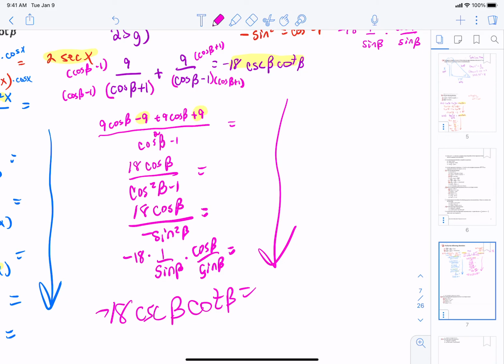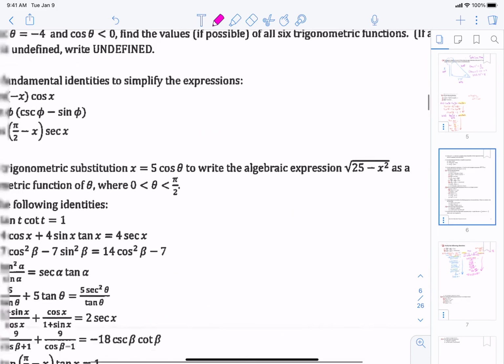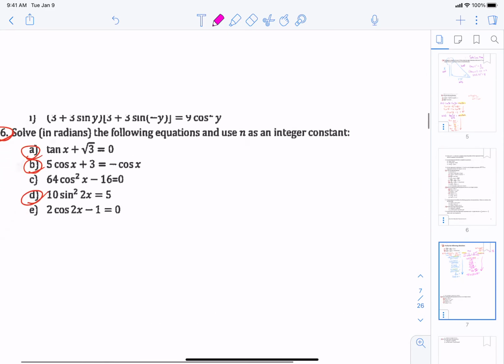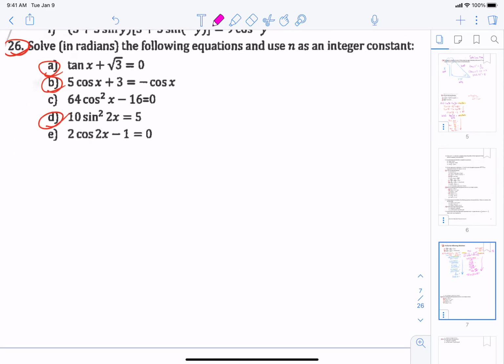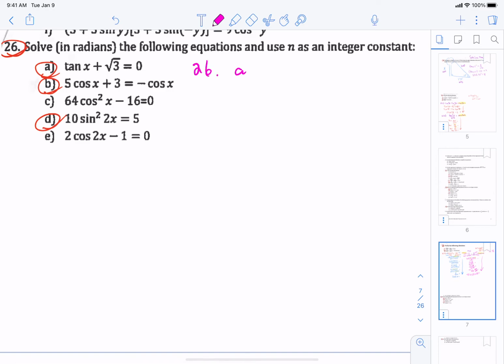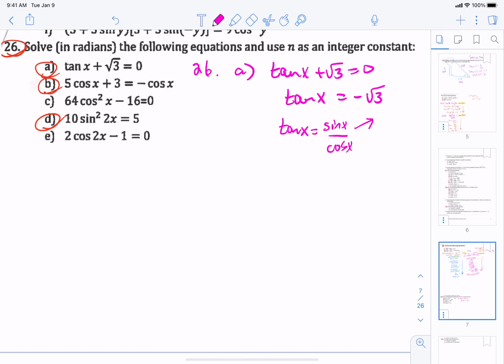Okay, so after 25, the next problem that I circled was 26. So if you could please write down or pull up 26. Now 26 are equations. So we are looking for what angle measures solve the equation. So let's start with 26A. It's just an equation. Get the thing containing the x by itself. So let's subtract a square root of 3 to the other side. And then we have to ask ourselves, well, where is that going to happen on the unit circle? Well, on the unit circle, remember tangent is sine over cosine. So we really want the sine to be square root of 3 over 2 and the cosine to be 1/2.